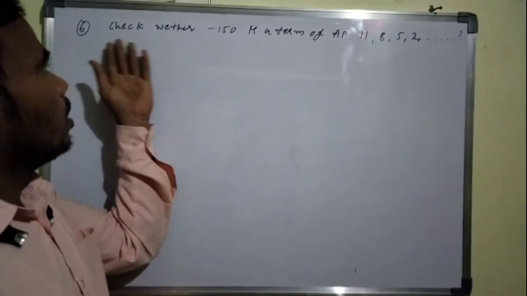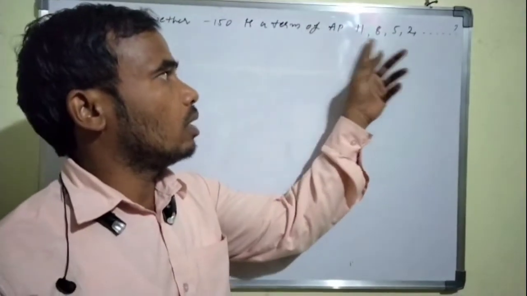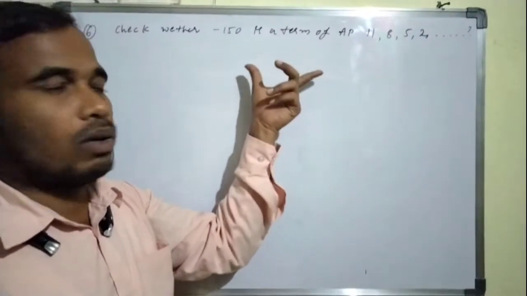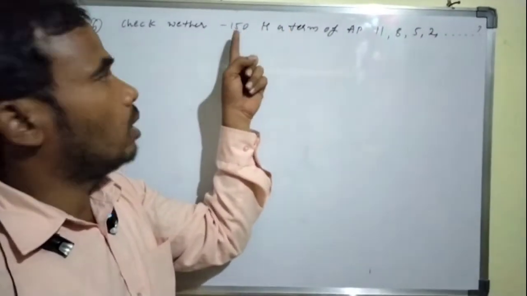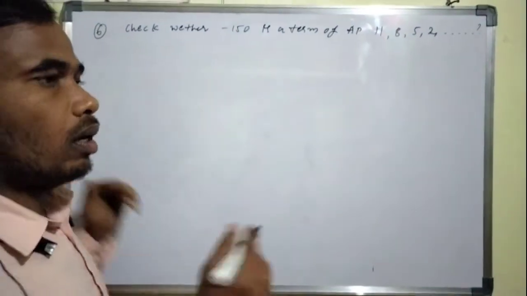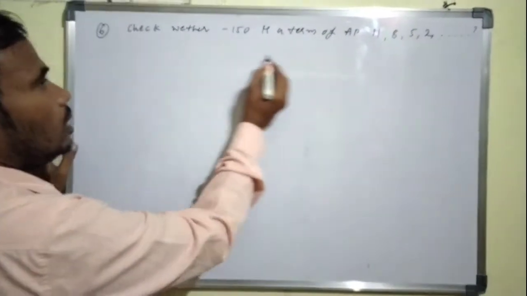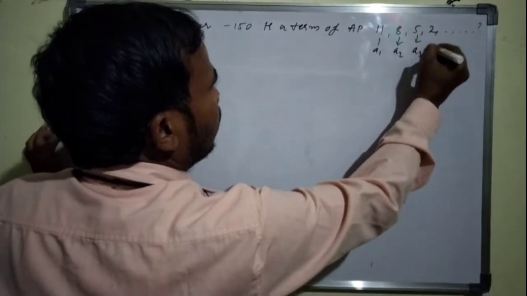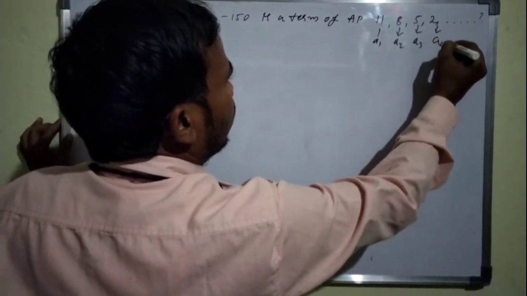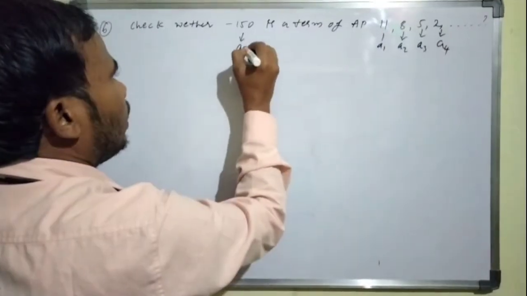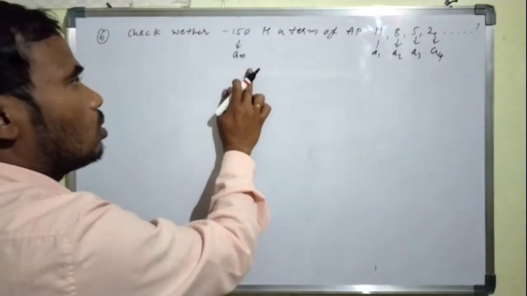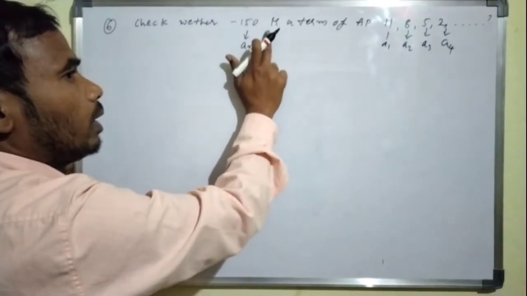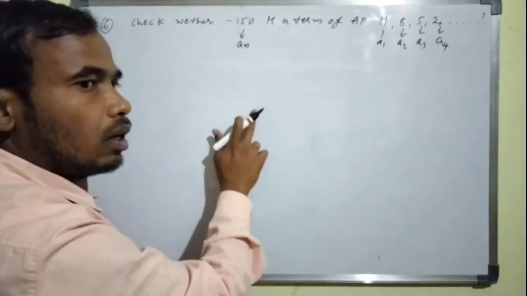Now sixth question: check whether minus 150 is a term of the arithmetic progression. This is an arithmetic progression: 11 is the a1 term, 8 is the a2 term, 5 is the a3 term, 2 is the a4 term. Minus 150 is some nth term. If we get the n value correctly, then it is in this arithmetic progression series. Otherwise, if the n value is not obtained, then minus 150 is not there in that arithmetic progression.